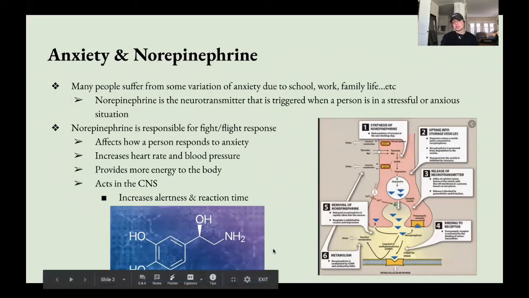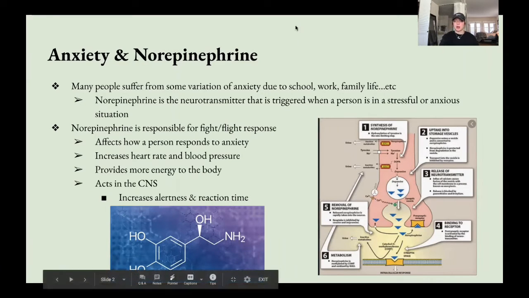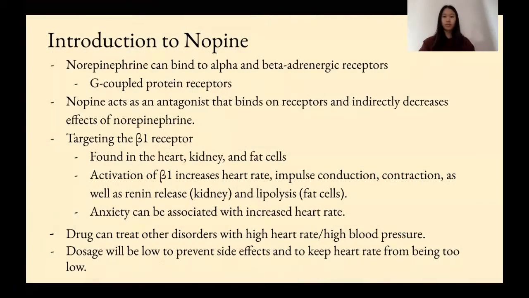Right here is the structure of norepinephrine, and this is a diagram showing when it is released, and then how it goes about, and then eventually binds to its receptors in order to do its job. Norepinephrine can bind to alpha and beta adrenergic receptors, which are both G-coupled protein receptors. Because we want to limit the effects of norepinephrine, we have Nopine act as an antagonist that binds onto receptors that bind to norepinephrine, and thus we indirectly decrease the effects of norepinephrine.